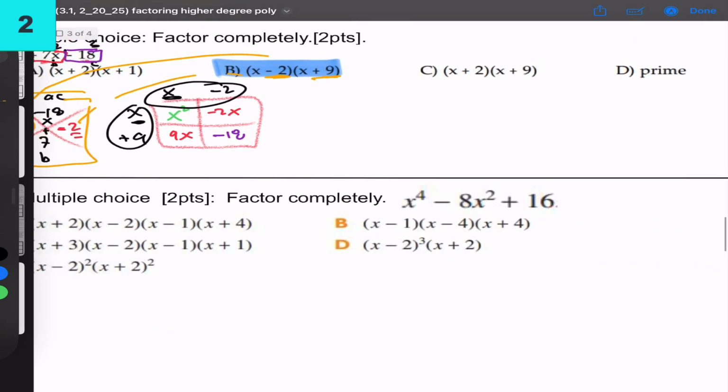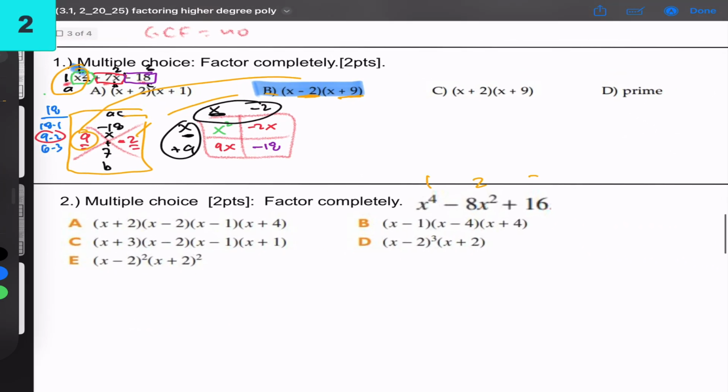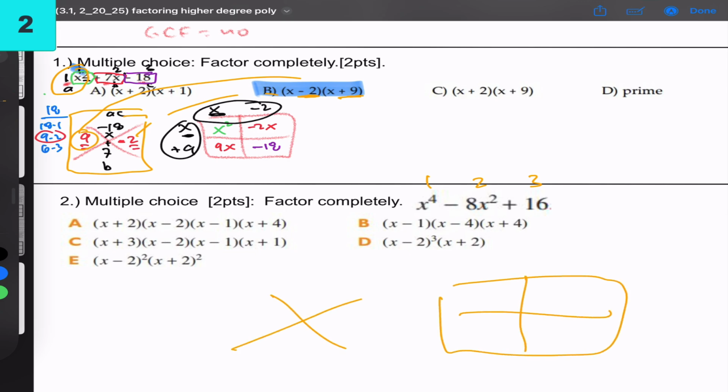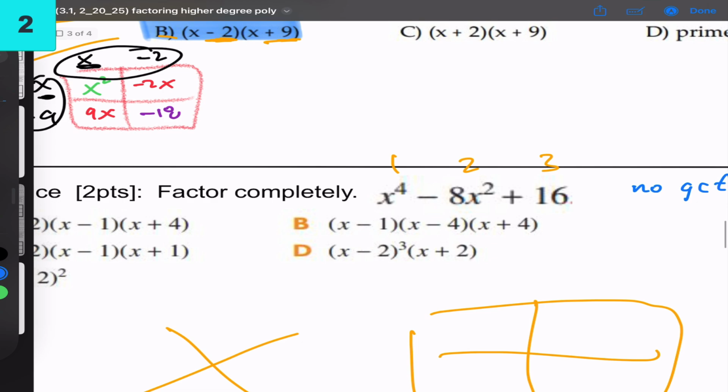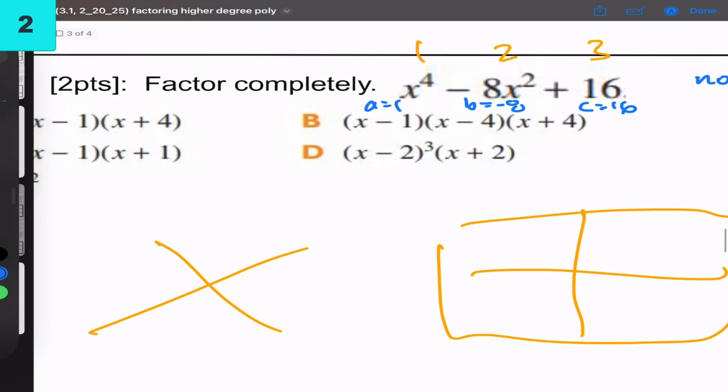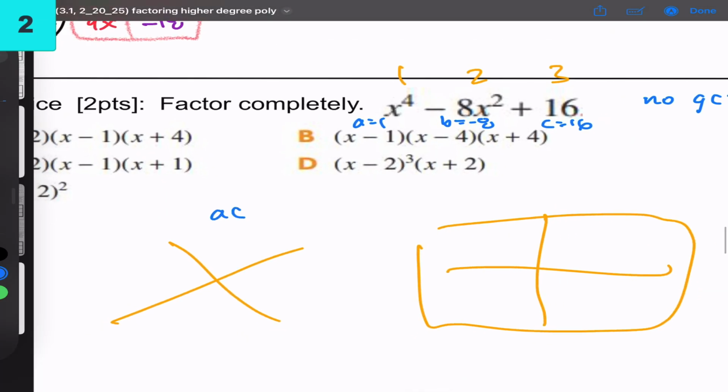Question number 2, let's count the number of terms, 1, 2, 3. So we're going to be using Xbox again. Does the problem have a GCF? This one has no GCF, no greatest common factor. They all don't have an X, and all the numbers in front have nothing in common. So A is 1, B is negative 8, C is 16. A times C is 16.